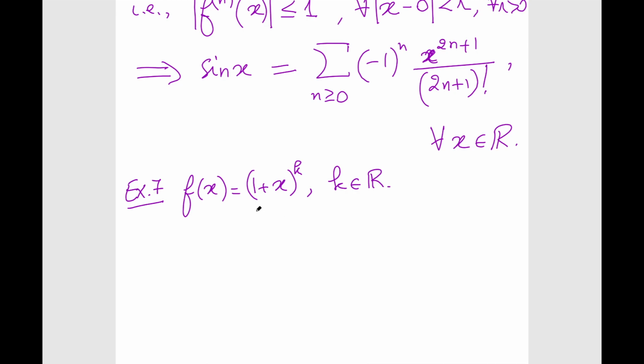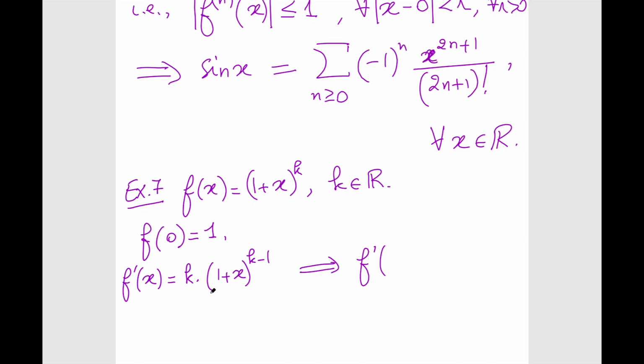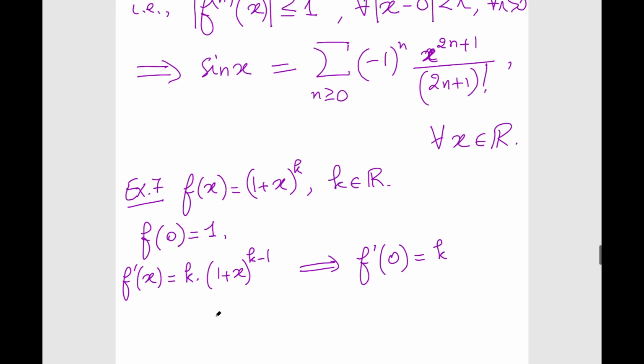Okay, so let's start by evaluating this function at 0, because the Maclaurin series is the Taylor series centered at 0. So let's start by finding f of 0. f of 0 is going to be what? It's going to be 1, right? Okay, let's differentiate the function f of x. If we differentiate the function f of x, what do we get? We get k times 1 plus x to power k minus 1. And as such, you evaluate f prime at 0. You get what? You get k. Agree with this? All right, and let's keep going.